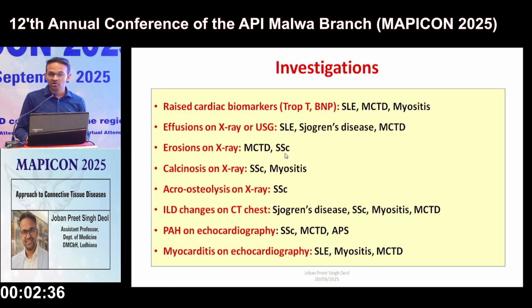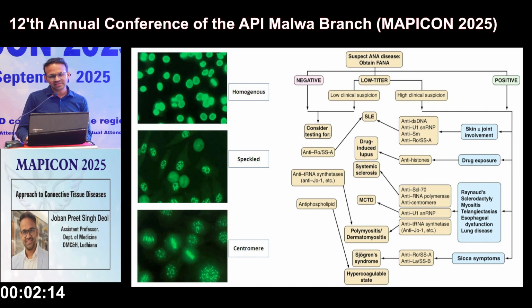Calcinosis is seen in scleroderma and myositis. Acroosteolysis, the pulp loss and the resorption of the distal phalanx, is seen in scleroderma. ILD changes are seen in Sjogren's, scleroderma, myositis, and MCTD. PAH is seen in scleroderma, MCTD, and antiphospholipid syndrome, and myocarditis again is seen in SLE, myositis, and MCTD. Now this is the last slide.